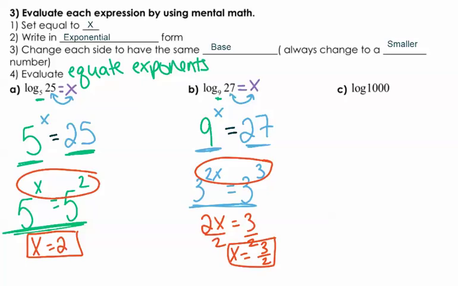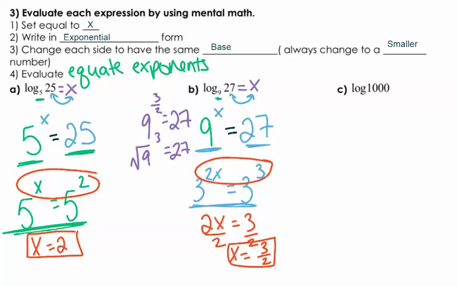So 9 to the 3 halves equals 27. Think about doing that problem. Remember changing that radical, so the square root of 9 cubed equals 27. This is a true statement. This is all hopefully coming together for you.